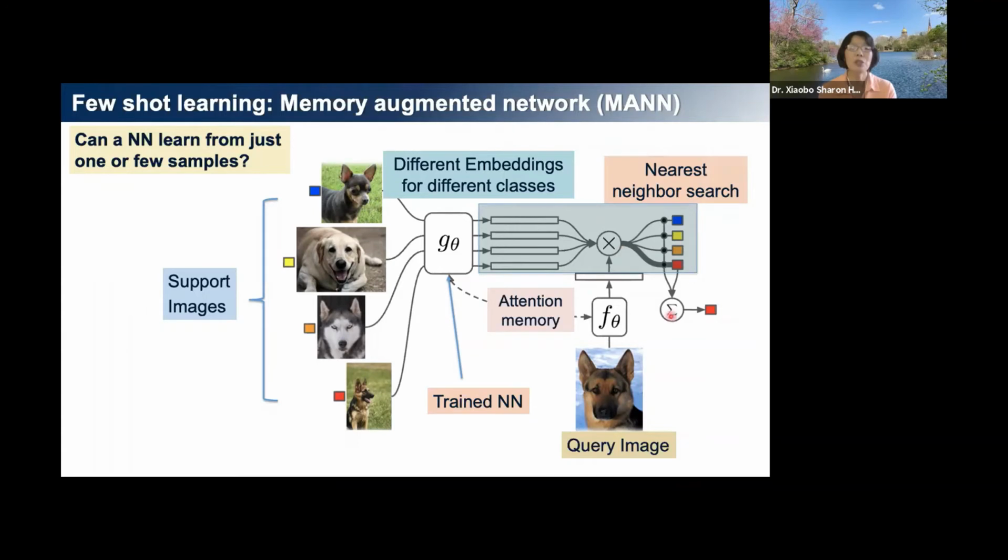Then when the new query comes in, it goes through the neural network and then into this attention memory to see which feature vectors are nearest to it. The nearest ones are then reported as the class that this dog belongs to. Okay, so in this case, we overcome the problem of what we call catastrophic forgetting. We use a few samples, then we can learn new classes and inference the new classes quickly. And this is just one shot, like I said.